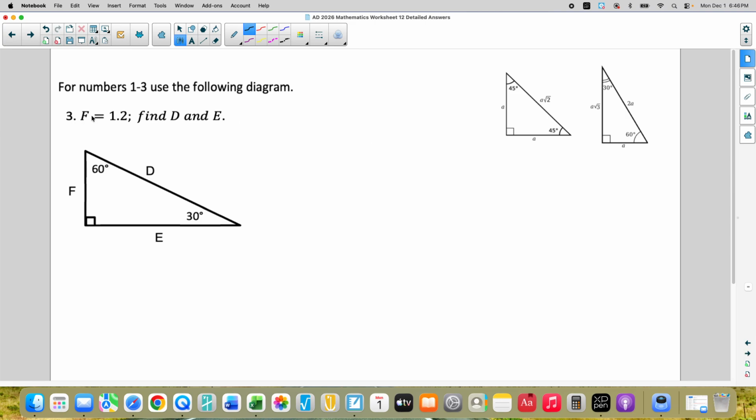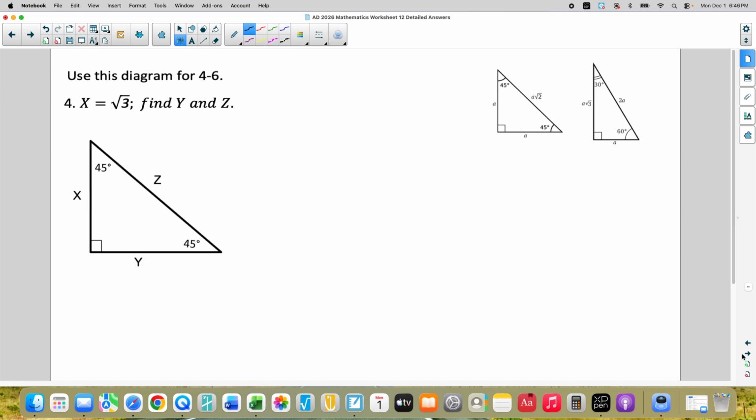Still 30, 60, 90. F equals 1.2, so the short leg equals 1.2. Finding the hypotenuse is going to be easy, 2.4. And then this is going to be 1.2 rad 3. I don't know if they want you to round it to a decimal number and multiply it, but I would just write 1.2 rad 3. That would suffice in my book.